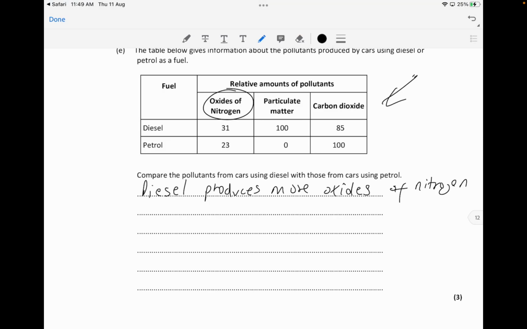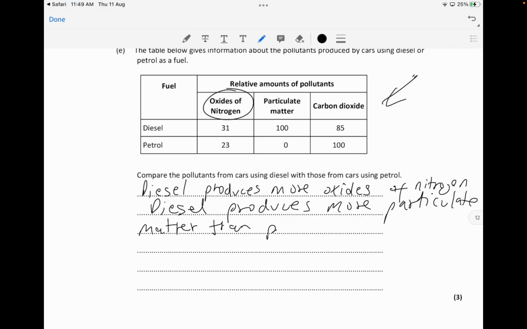So you can write that diesel produces, let's say, more particulate matter than petrol. That's something that you can mention as well. I'm going to reload the system again. Then you can also mention that diesel produces less carbon dioxide than petrol.